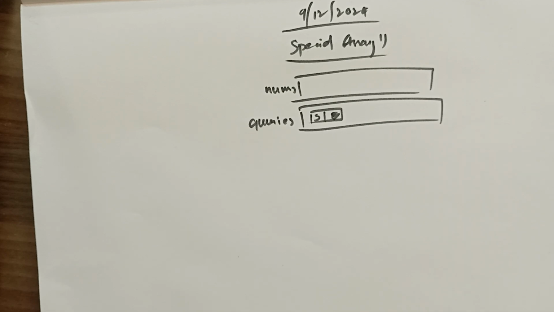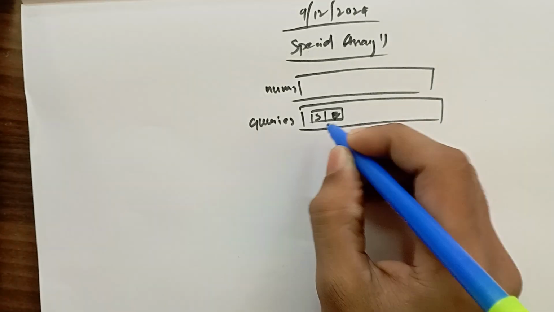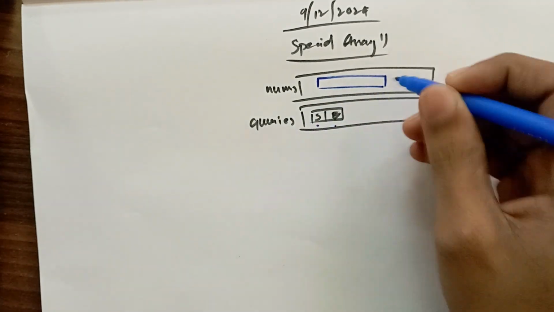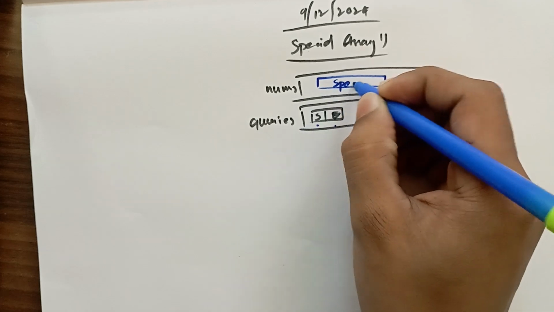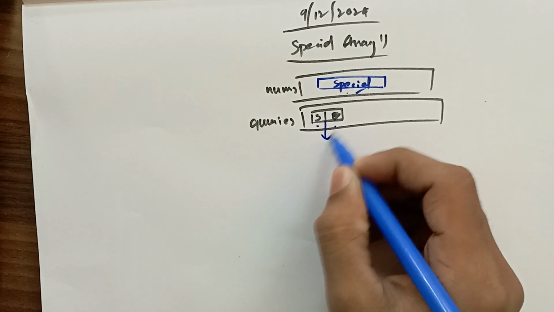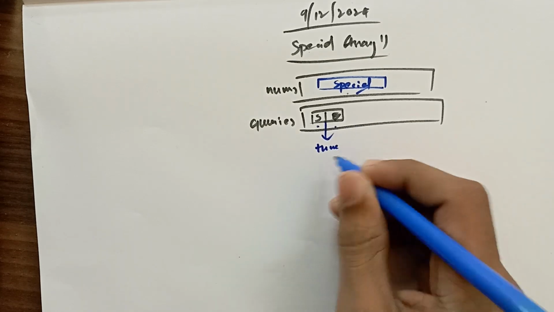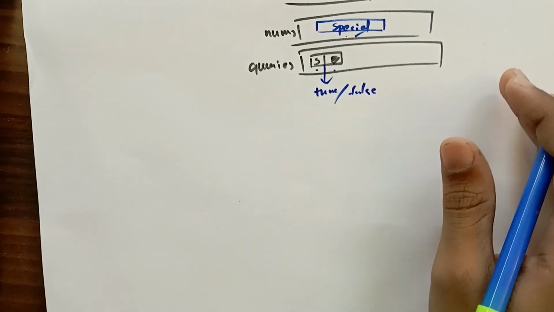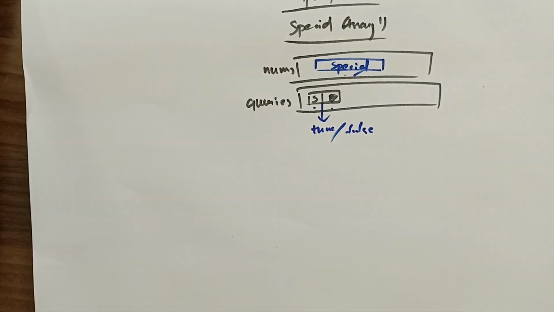Now our goal is to find whether the subarray from start to end in nums is special. If it is special, then for this query it will be true. If not, it will be false.